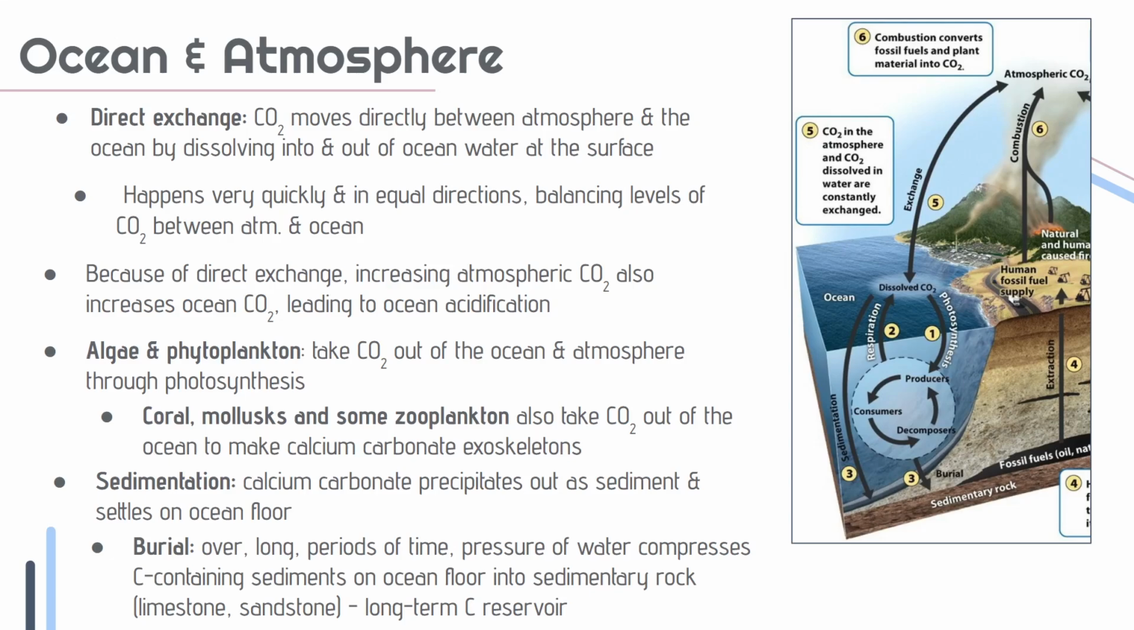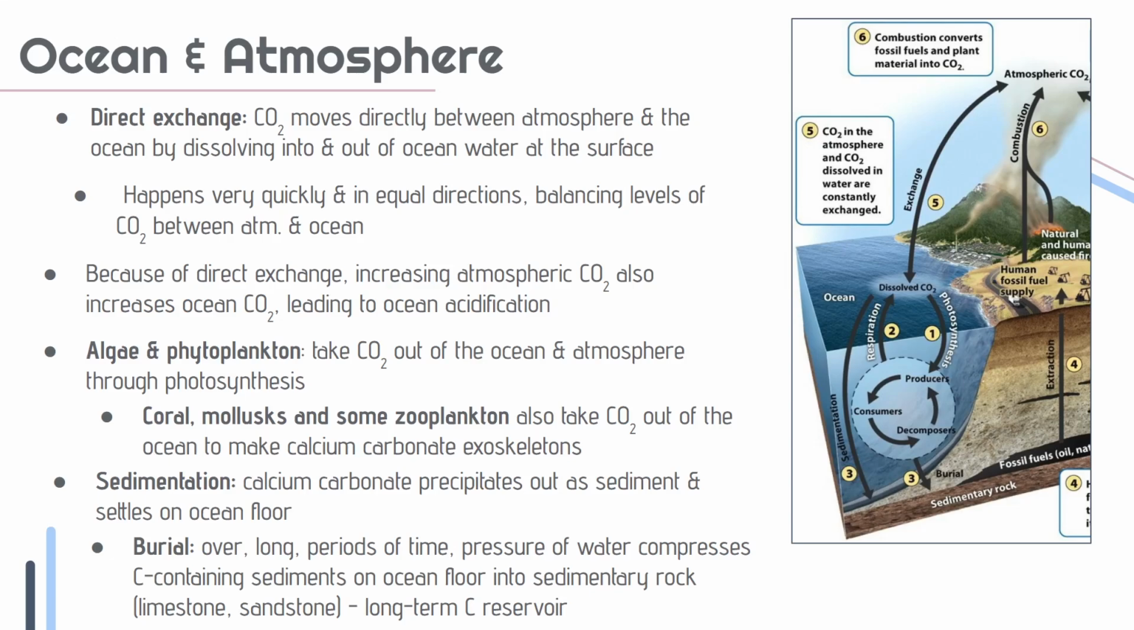The carbon cycle also goes back and forth between the ocean and the atmosphere. Direct exchange in this section, where carbon dioxide actually just moves back and forth directly between the ocean and the atmosphere. It can dissolve as a gas right into the ocean and then can dissolve right back into the atmosphere. It's very quick and it occurs in roughly equal directions. As we saw with photosynthesis and cellular respiration, those processes resulted in basically balanced amounts of carbon dioxide.